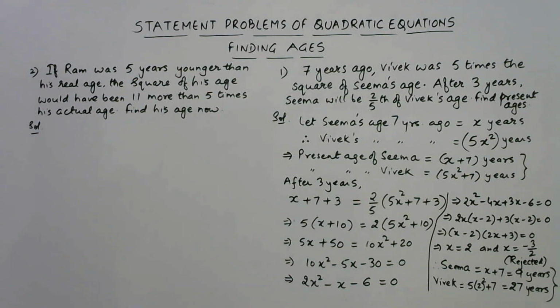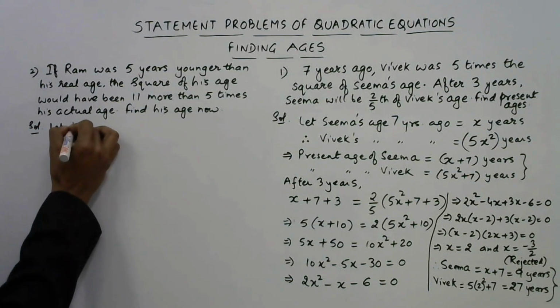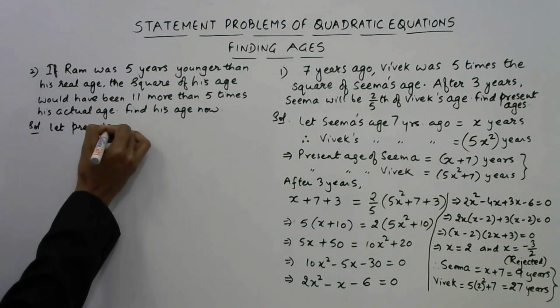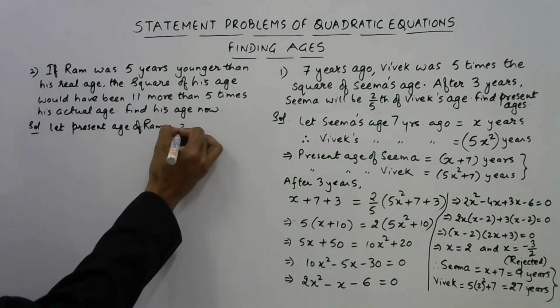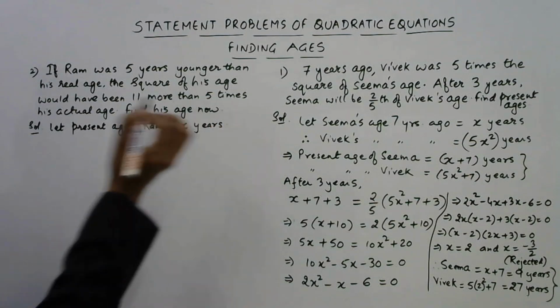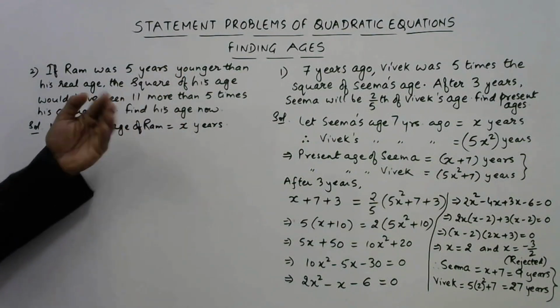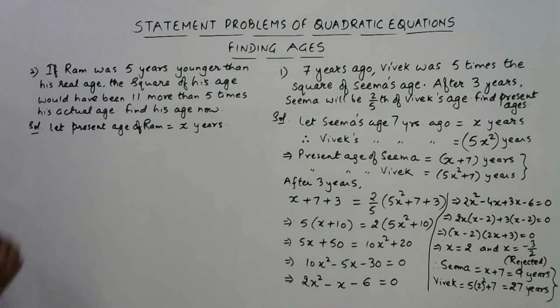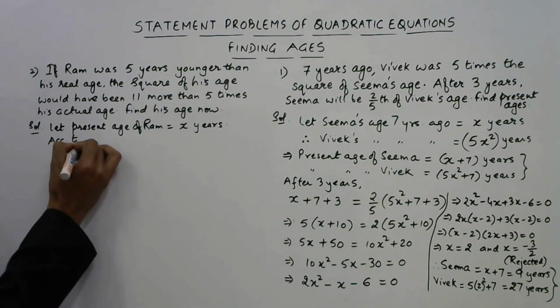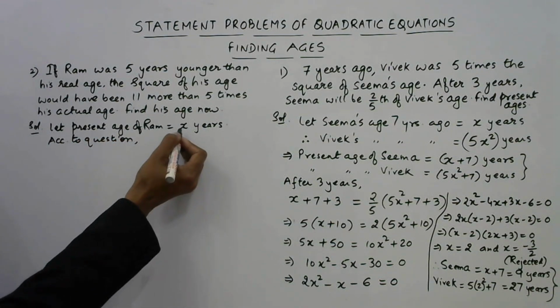So we need to assume that the present age of Ram is x years. So let us assume the present or the actual age of Ram to be x years. Now see, condition is given that if he was 5 years younger, that means 5 years less in age. So according to question, if he was 5 years younger means x minus 5.